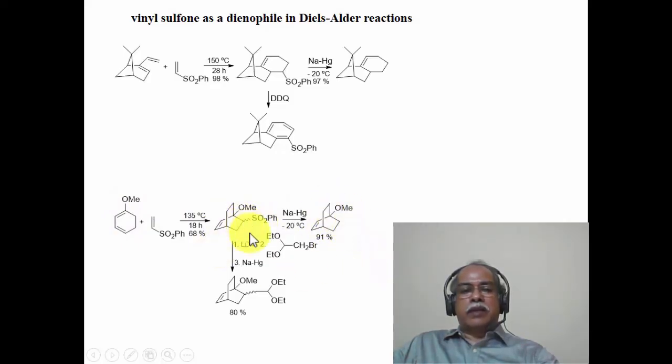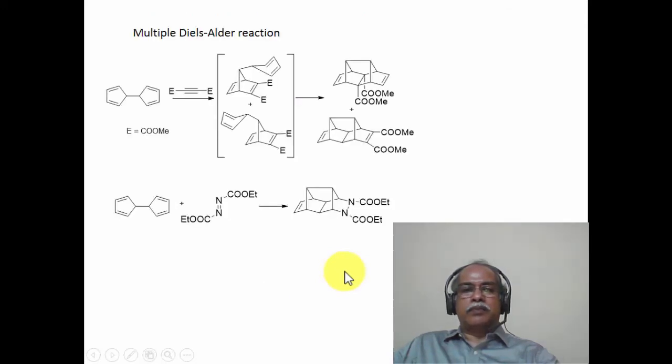Alternatively, the carbanion can be generated at this carbon because of the acidic nature of the carbon hydrogen bond next to the sulfone group here. So the carbanion so produced is trapped by an electrophile, which is this particular bromide, producing this substituted derivative. Finally, the carbon sulfur bond is cleaved reductively to give this molecule in about 80% yield. These are molecules which are used for further synthesis as intermediate stages in the total synthesis of some compounds.